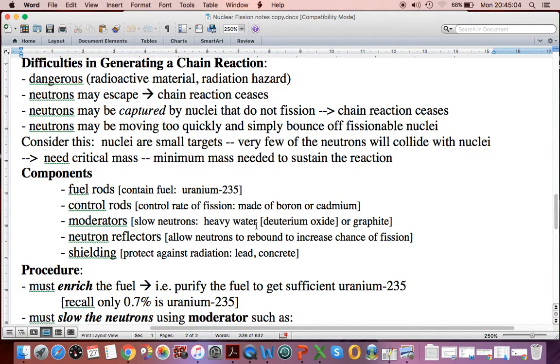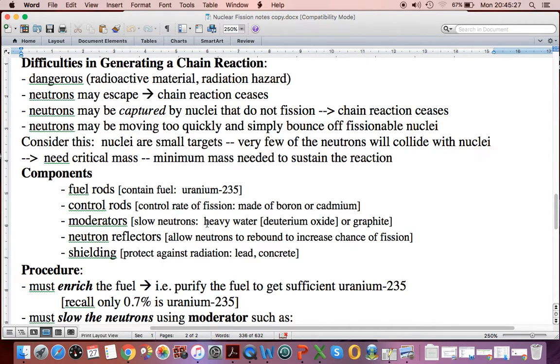Something called heavy water has a heavier isotope of hydrogen. So instead of hydrogen-1, it's going to have a heavier isotope, bigger mass, things like hydrogen-2. And that simply slows neutrons down, so if they hit the nuclei, they will stick and cause a fission. Neutron reflectors allow the neutron to bounce off the walls of the pool.